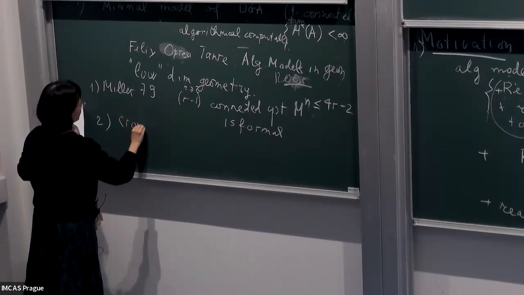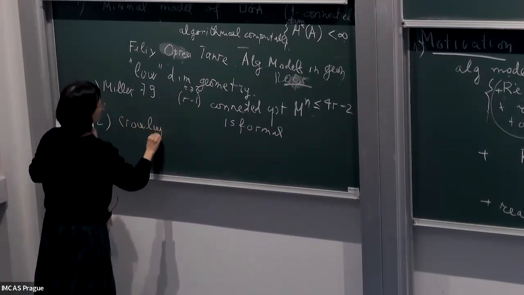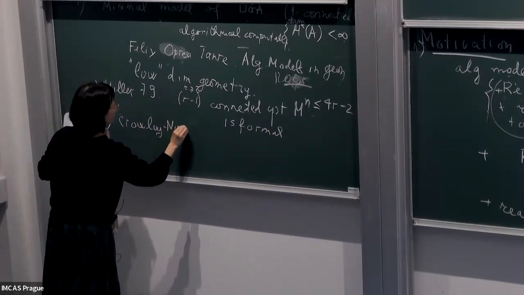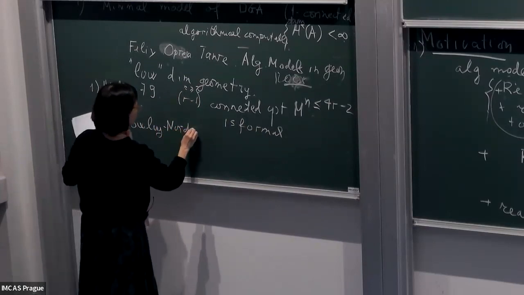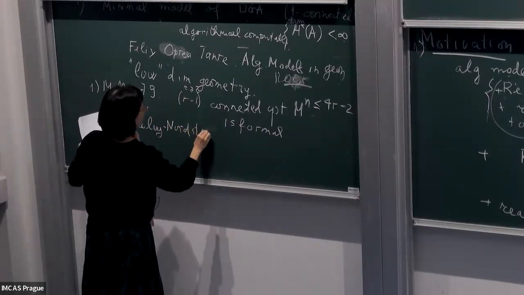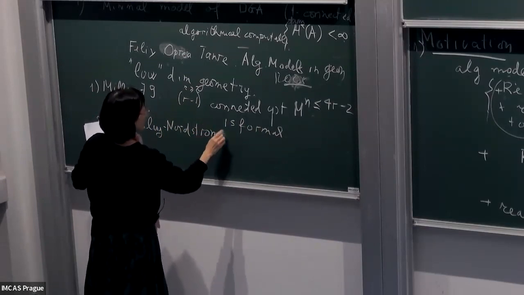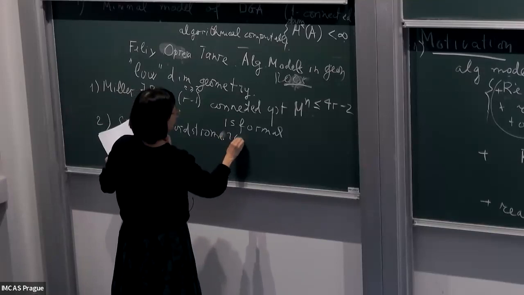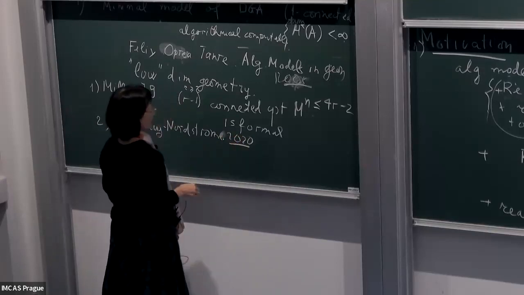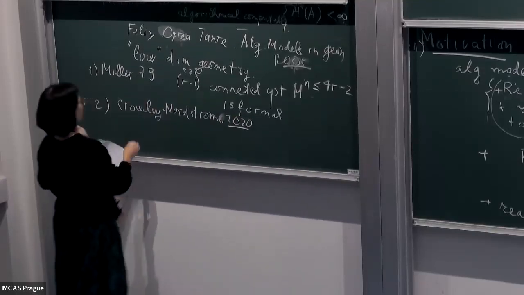Then Crowley and Nordström put the paper on arXiv only in 2015. It was published in 2020, so I take this year after publication. They say that's the extension.